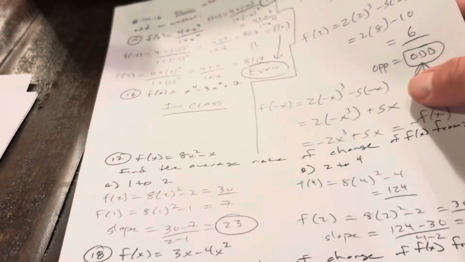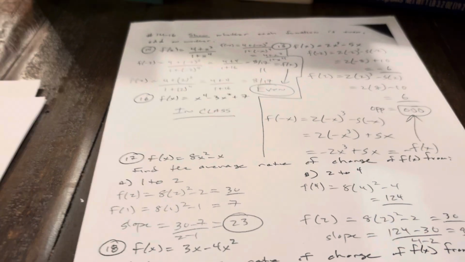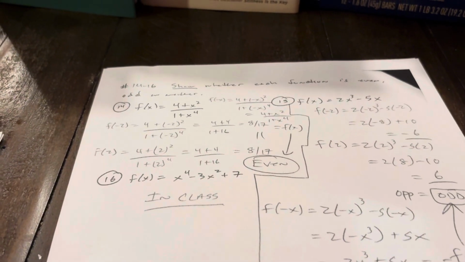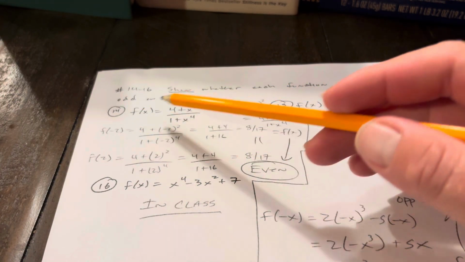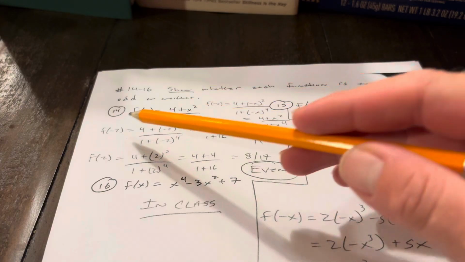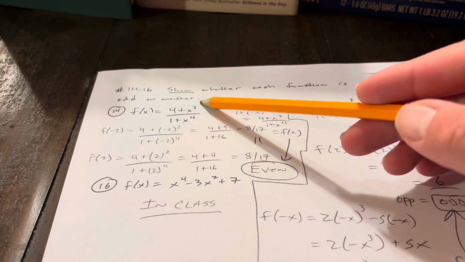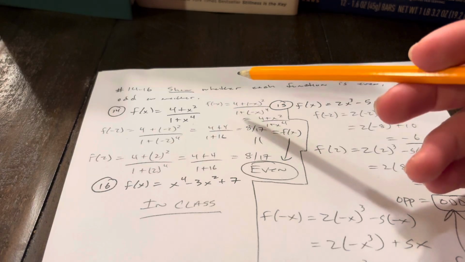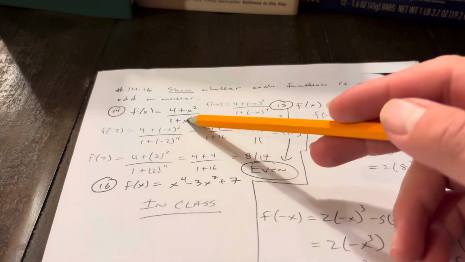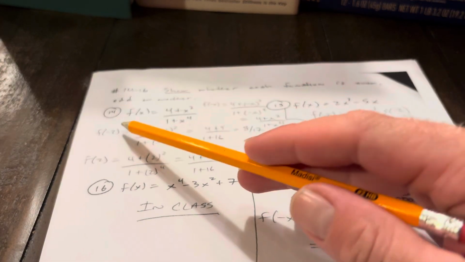Okay. Then we have 14 through 16. Show whether each function is even, odd, or neither. Again, I'm going to let you just take the easy approach here and plug in opposites. We really want to get these right. So first off, I'm looking at the exponents. I don't see anything odd, right? So this can't be odd. It's a good chance this is going to be even or neither, right?